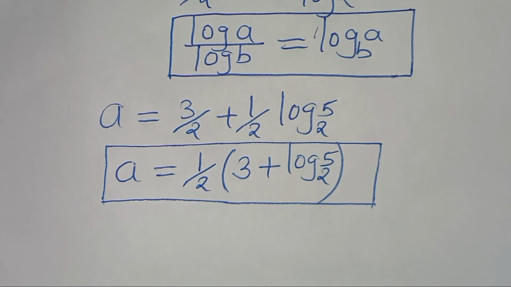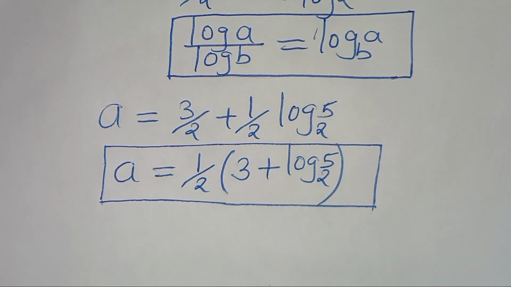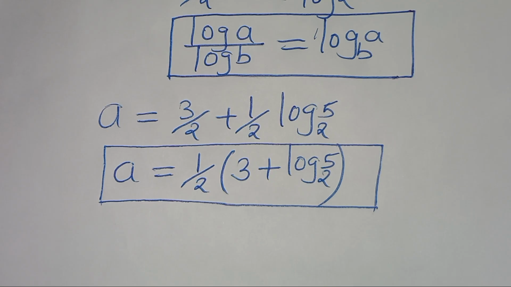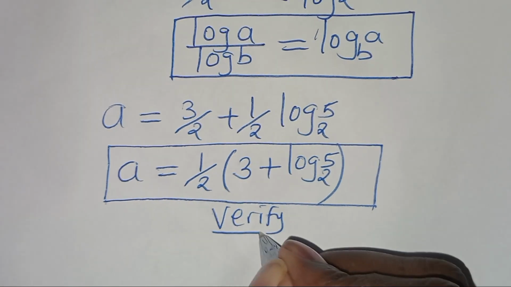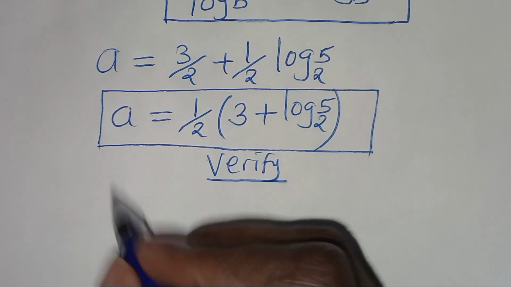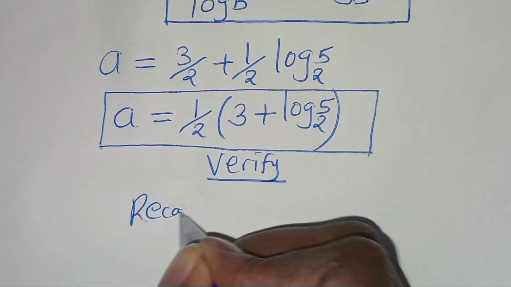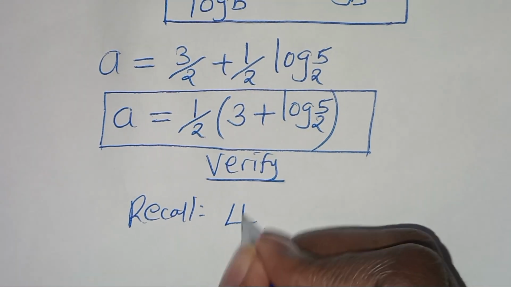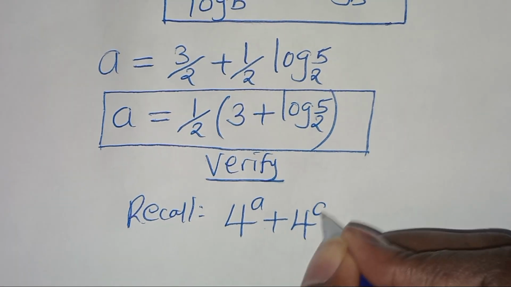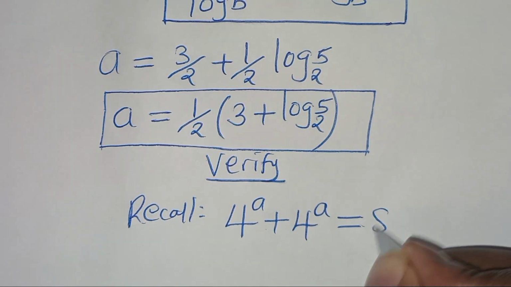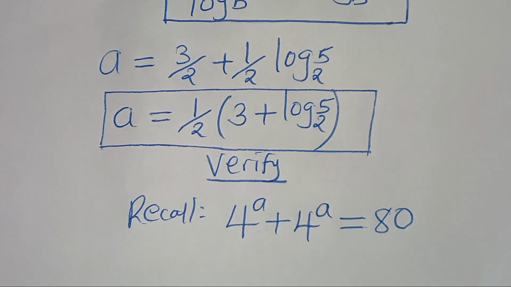So the next step from here, let's verify that this value of a satisfies the equation. So let's verify from here. Now, if you recall, we have that 4 to the power of a plus 4 to the power of a. This is supposed to give us a value of 80.